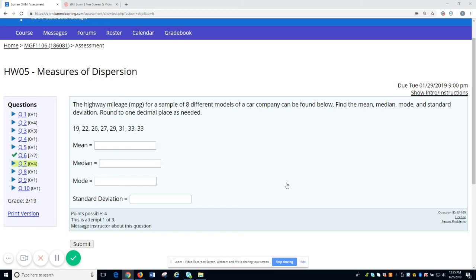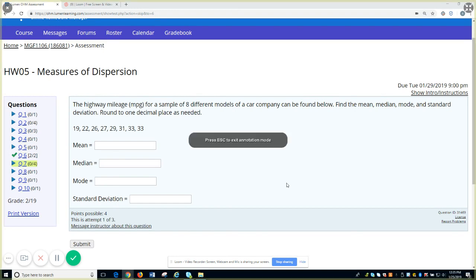All right, so for this problem, we're going to calculate all these measures by hand. So we have our list of data values, and we have to calculate the mean, the median, the mode, and the standard deviation. So always the first thing that you should check is whether your data values are ordered from least to greatest, and these are.